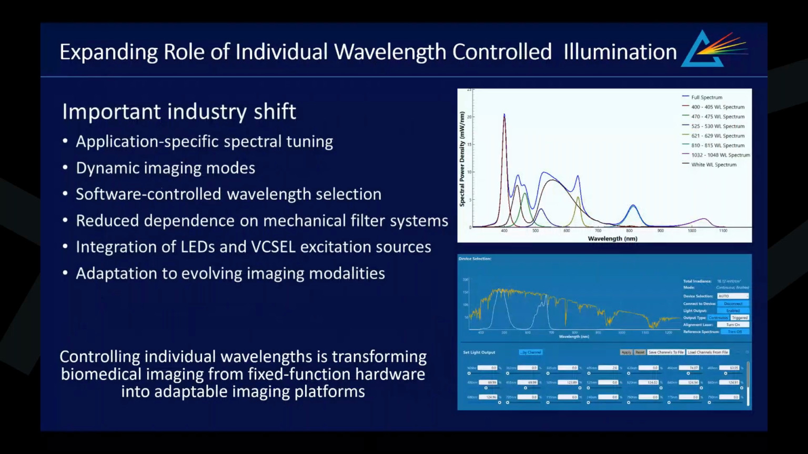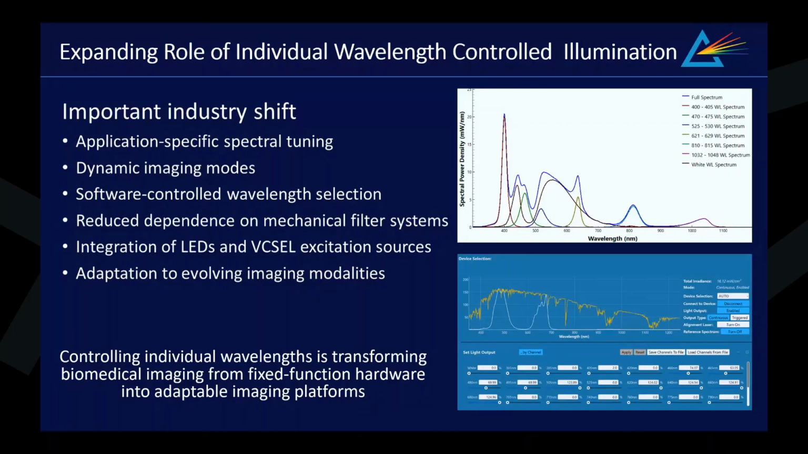One major shift in biomedical imaging is the transition from fixed illumination systems toward dynamically configurable illumination approaches that can adapt to different imaging tasks and analytic objectives. Historically, changing spectral conditions often required mechanical filter wheels, optical switching hardware, or separate illumination subsystems designed for individual imaging modes. Modern electronically controlled LED and VCSEL illumination systems now allow wavelength selection, spectral balance, pulse timing, and illumination sequences to be adjusted directly through software control.